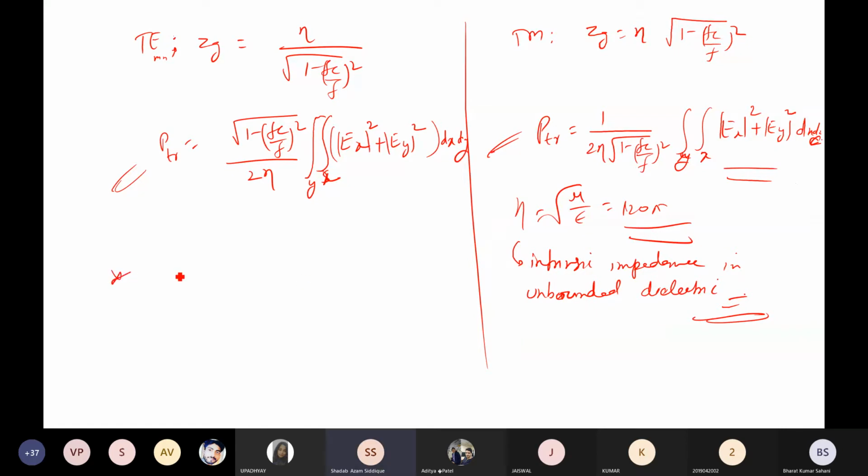So now we will have power losses in rectangular waveguide.